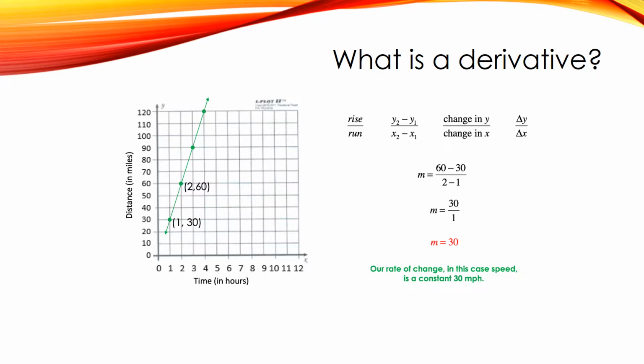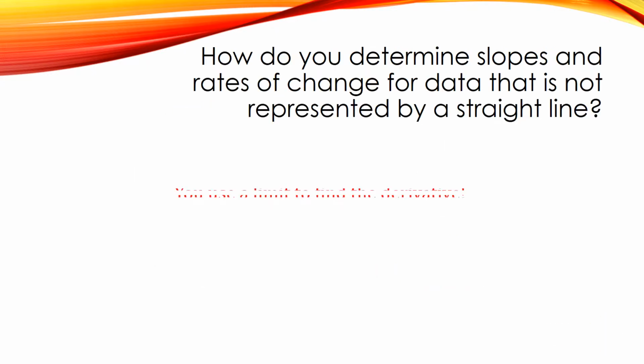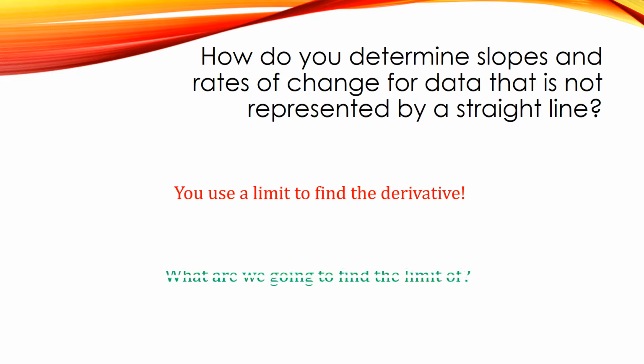In fact, when plotting real-world data, you are much more likely to be dealing with a nonlinear function than with a linear function. So, how do you determine slopes and rates of change for data that is not represented by a straight line? The answer is you use a limit to find the derivative. The next question is, what are we going to find the limit of? And we need to cover a few more items before we can answer that question.